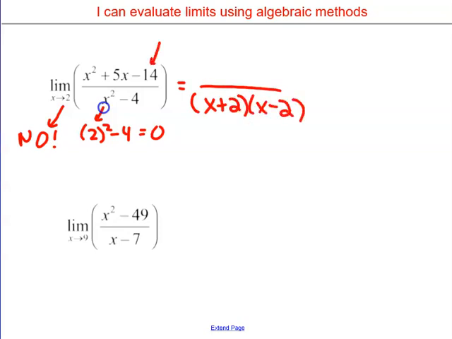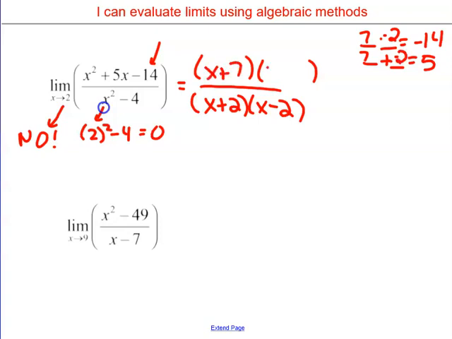Remember, when we factor this, think of two numbers that multiply out to be negative 14 and add up to 5. So two numbers that multiply out to be negative 14, add up to 5. That becomes 7, negative 2. So this is x plus 7, x minus 2. Look to see if we have any common factors top to bottom. So I can cross off anything that's inside the parentheses. Now I'm left with x plus 7 over x plus 2.